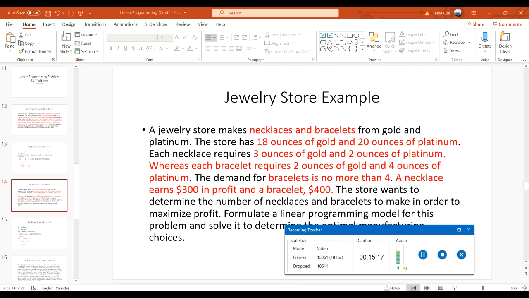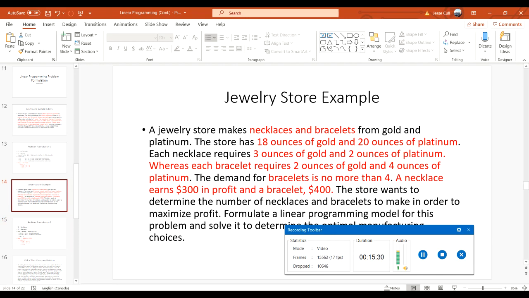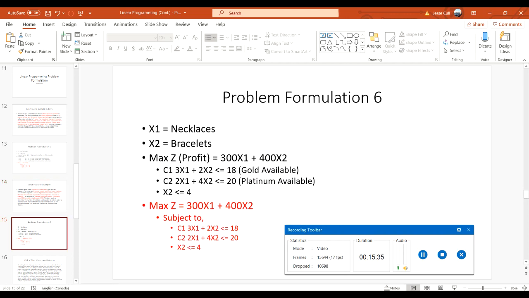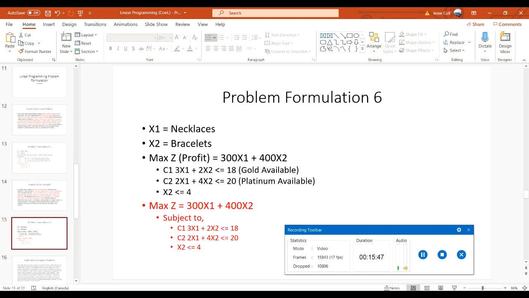So very quickly, because I've given you the time to solve it, necklaces and bracelets are X1 and X2. We're trying to maximize profit if we get $300 for a necklace and $400 for a bracelet. Our first constraint is gold available. We see it's 3 ounces of gold for a necklace, and 2 ounces of gold for a bracelet. And that's 3x1 plus 2x2 is less than or equal to 18, the total amount of gold available.